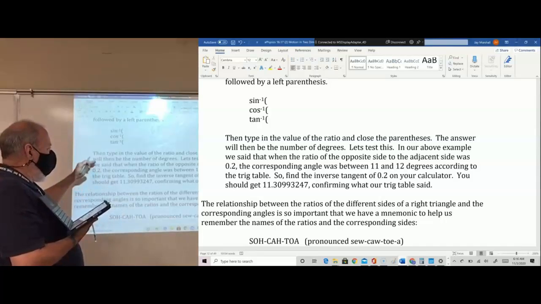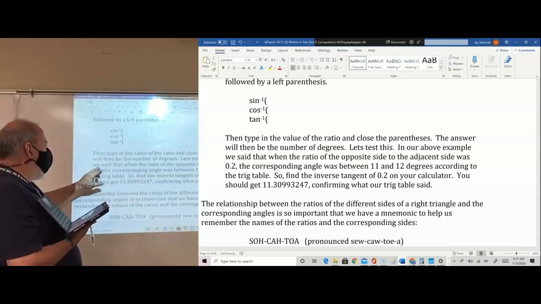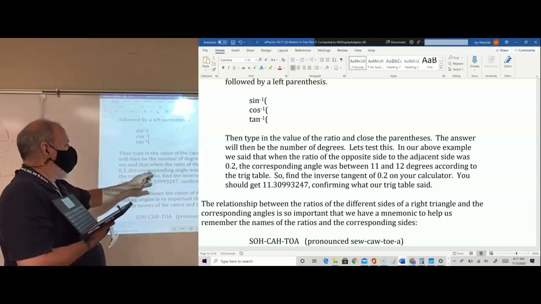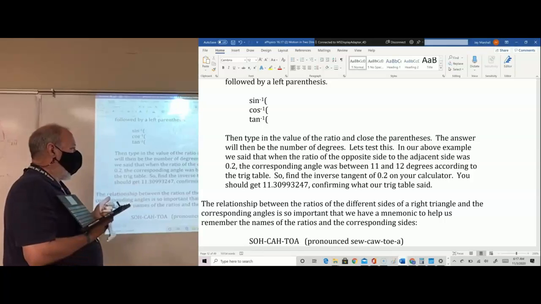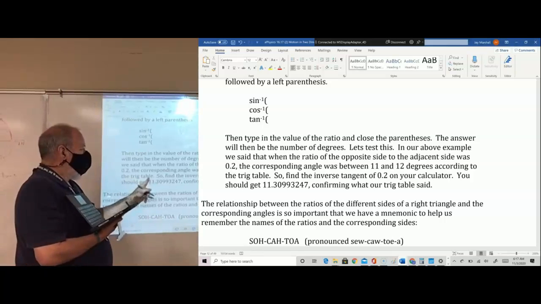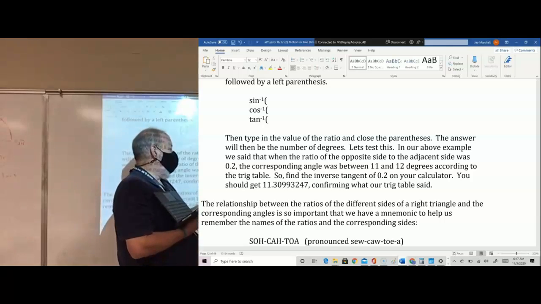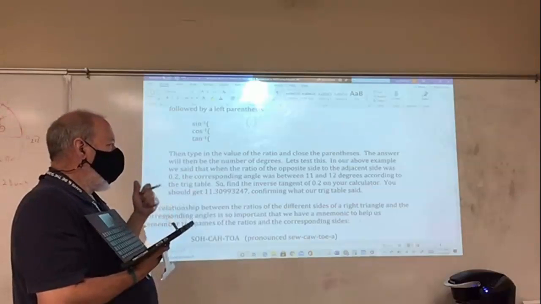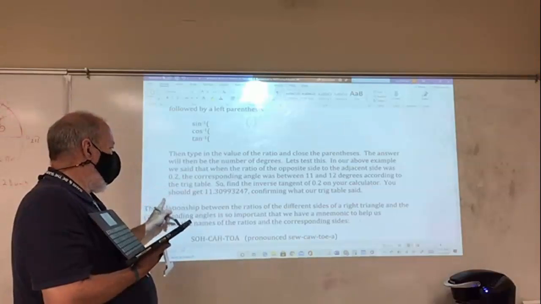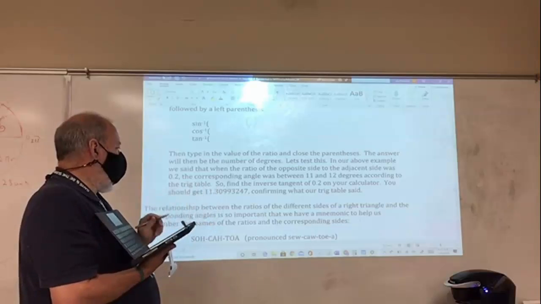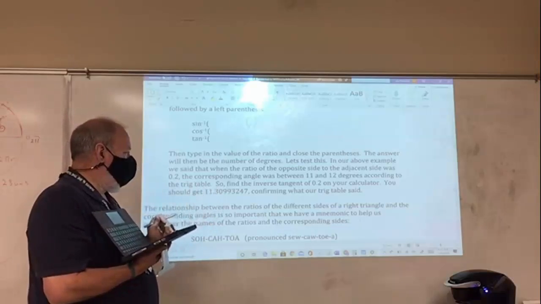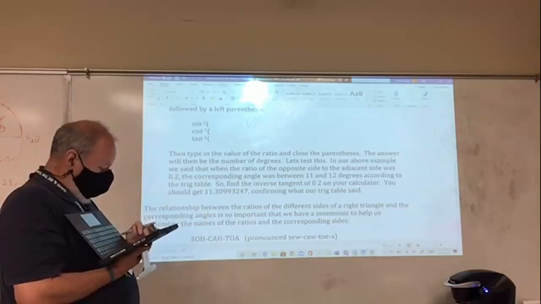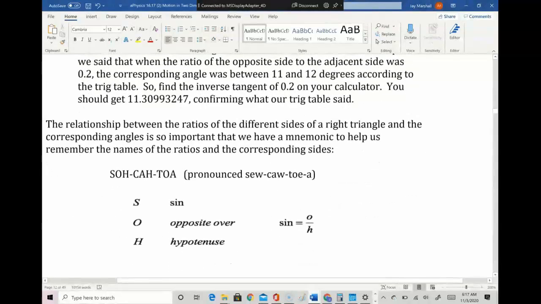So let's do this. Let's test this. In your above example, we said that when the ratio of the opposite side to the adjacent side was 0.2, the corresponding angle was between 11 and 12 degrees, according to the trig table. So find the inverse tangent of 0.2 on your calculator. Hit the second button, hit the tangent, and then add 0.2 and close the parentheses, and you should get 11.30993247, and that confirms what our trig table said, that that angle was somewhere between 11 and 12 degrees.